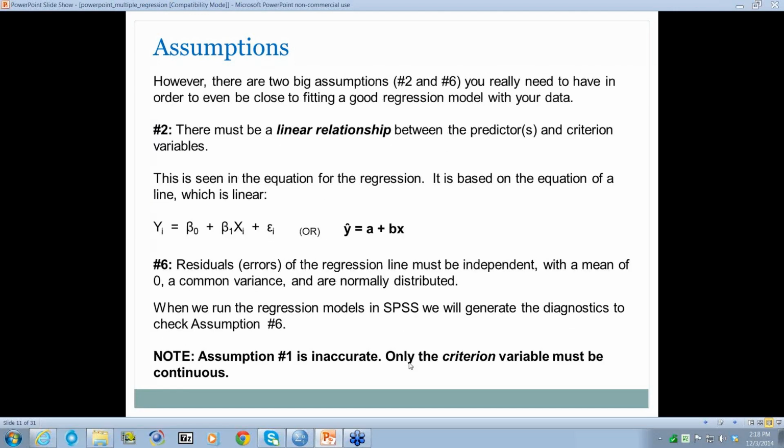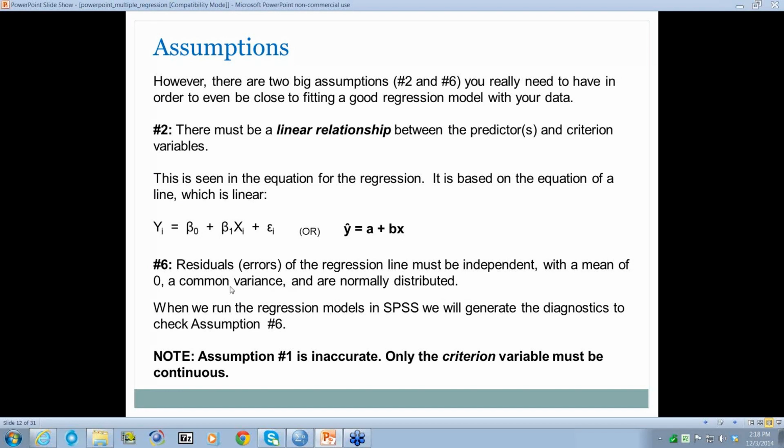There are 2 big assumptions that you really need to have in order to be close to fitting a good regression model with your data. The other ones can be relaxed here and there, aren't all that important. If these 2 assumptions are met, you're doing pretty good. And the first one was the second assumption we looked at, where there must be a linear relationship between the predictors and the criterions. And this is seen in the equation for the regression because it's an equation of a line, and a line is linear. There's no little humps in it, no little bowls. It's not parabolic. It's just a straight line. Okay.